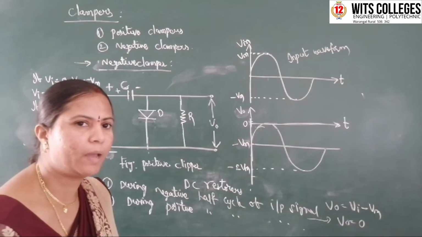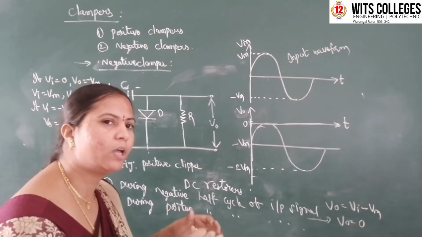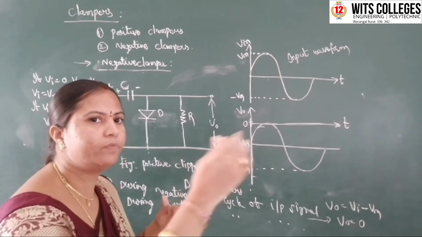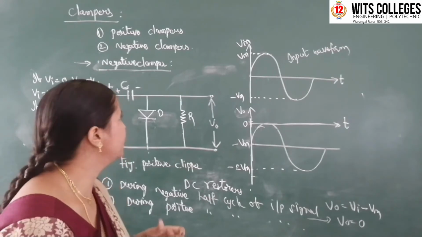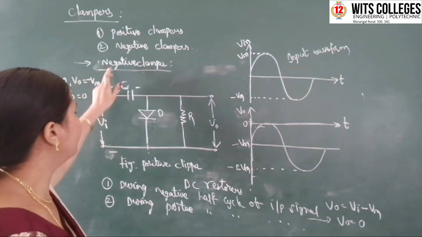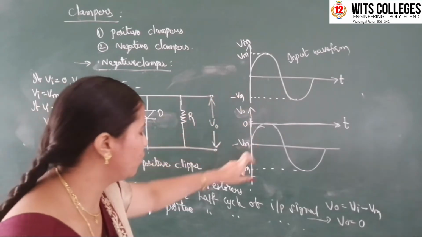In the case of positive clampers, the input signal is shifted to the upper side of the DC level. That's why it is named the positive clamper. So coming to the negative clamper, these are the input and output waveforms.